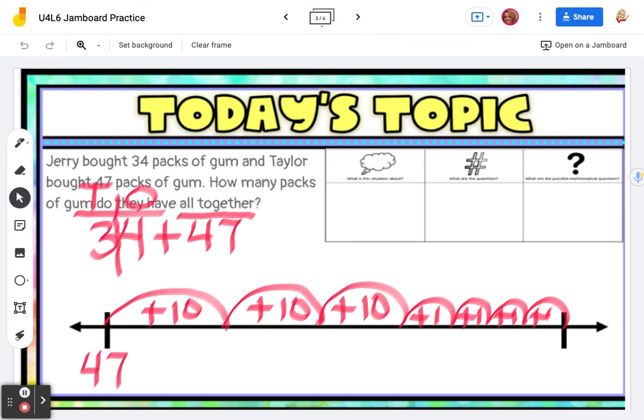And then I'm going to count up. So 47 plus 10, I'm going to add to the tens place. 57 plus 10, 67 plus 10, 77. And then I'm going to add my ones. 78, 79, 80, 81. So 81 is our answer.